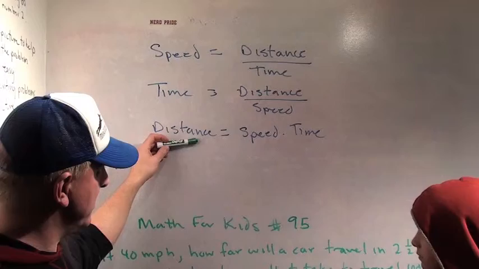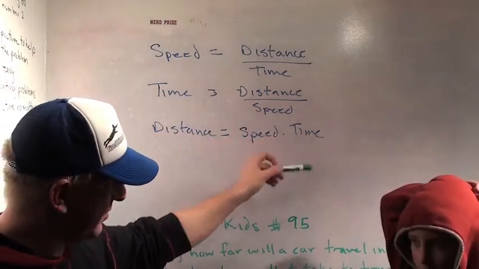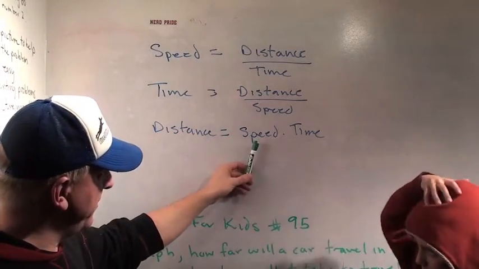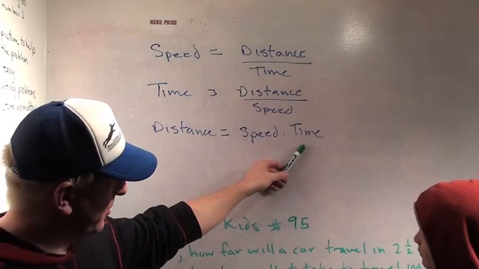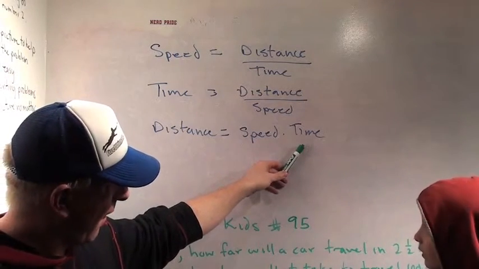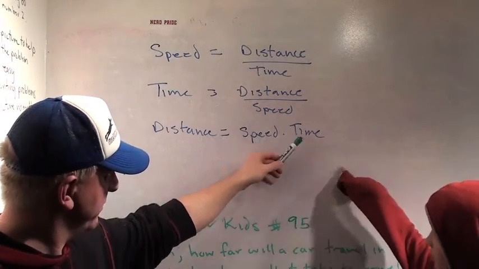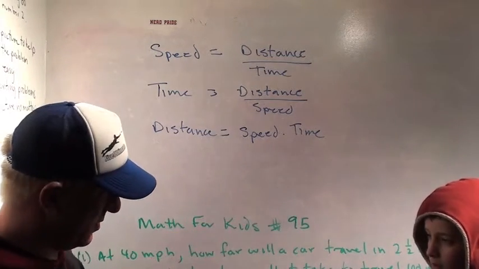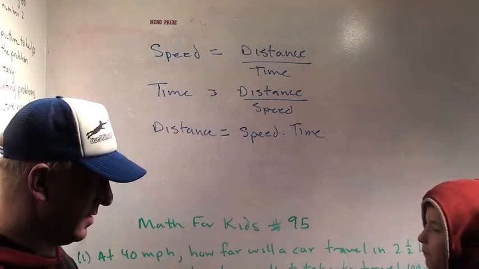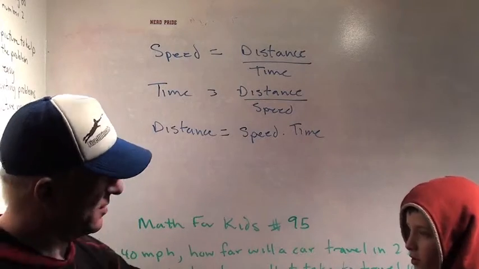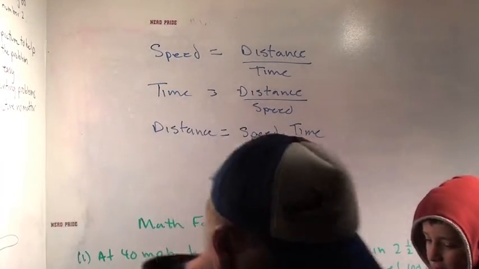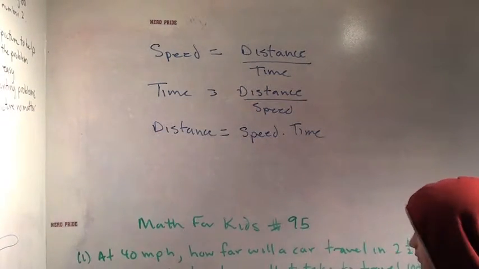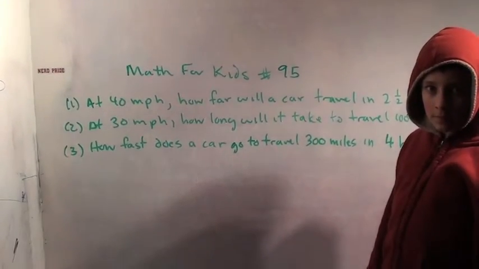And the last one is distance. Distance equals speed times time. So if you were going 50 miles an hour for 2 hours, how far would you go? 50 miles an hour times 2 hours, which is 50 times 2, it's 100 miles. Okay, great. So we're going to take a look real quickly at 3 problems that use this concept.